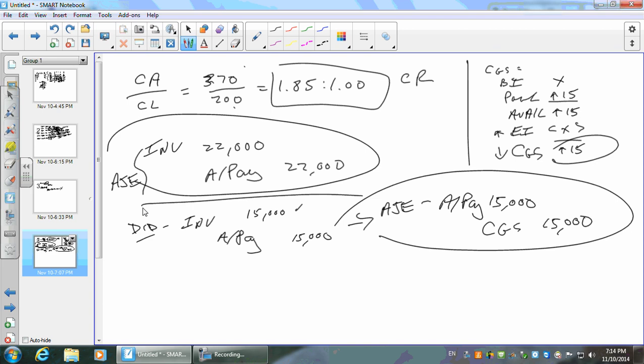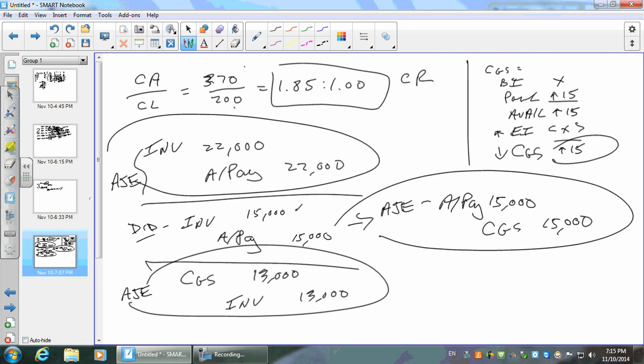So how would you fix that one? I think this one is a credit to inventory, right? Shouldn't be our inventory, and it's a debit to what? It's got to be cost of goods sold, okay? So that one's going the other way, and that's how much? 13,000, just like that. Okay, so we've got that one. So now we've got three adjusting journal entries, huh? And what's the fourth one?